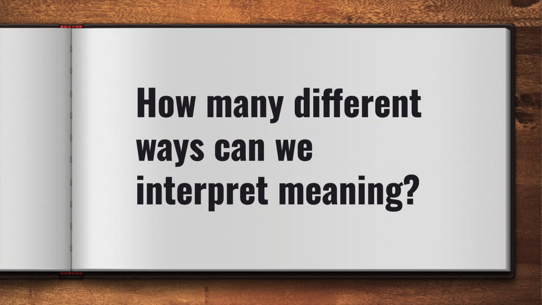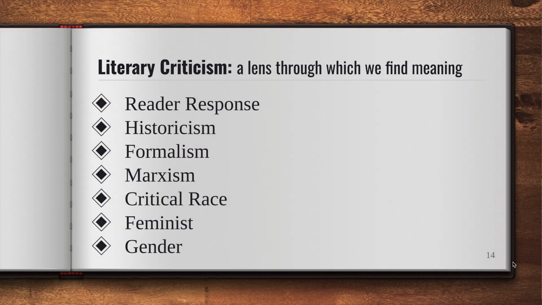So how many different ways can we interpret meaning? Let's go ahead and check it out. We have literary criticism, and this is just a really quick introduction to it. But we can also analyze a text through other lenses aside from reader response. We have historicism, formalism, Marxism, critical race, feminist, and gender. These are all different types of lenses.